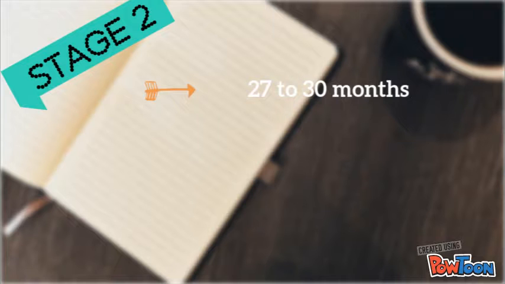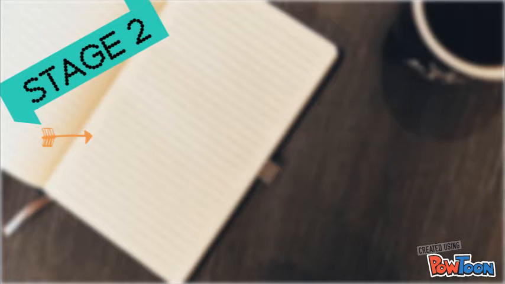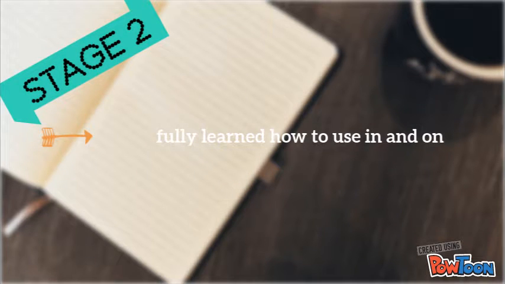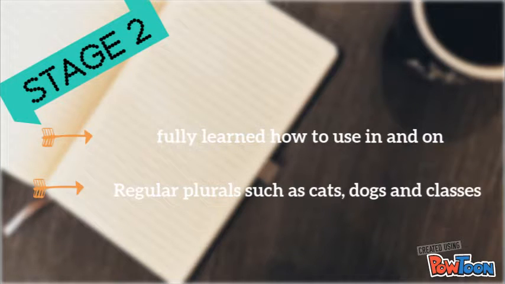In the second stage, which is when the child is between the age of 27 to 30 months old, the child will learn how to use words like gonna, wanna, and words such as don't and can't will start appearing when using negative sentences. By this stage, children would have fully learned how to use words like in and on in sentences. Regular plurals can also be seen in a child's speech at this stage.